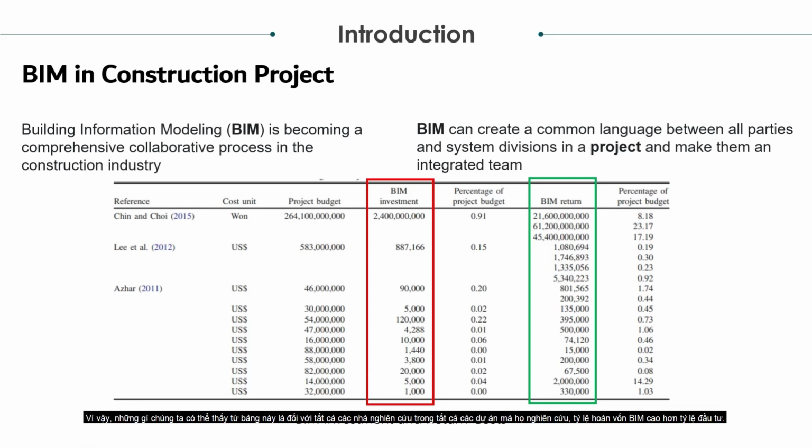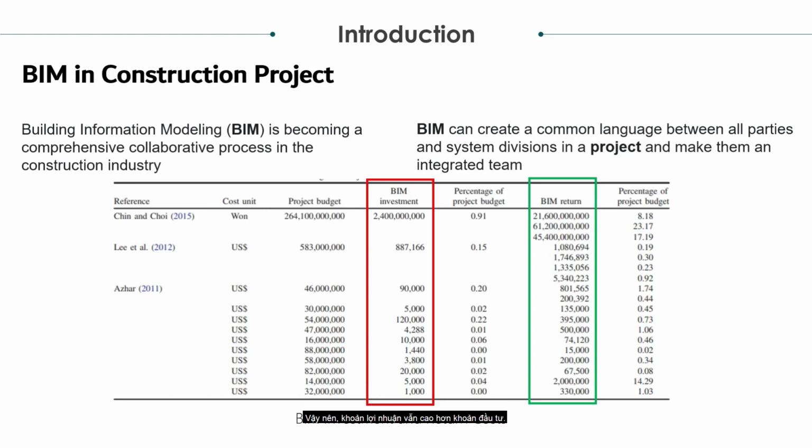So what we can see from this table is that for all researchers, in all projects that they researched, the percentage of the BIM return is higher than the percentage of the investment. For example, like this one, here we can get 1% for the return, but for the investment it's only 0.00. Also for this one, we can get 14%, but the investment is only 0.04. So the return is still higher than the investment.